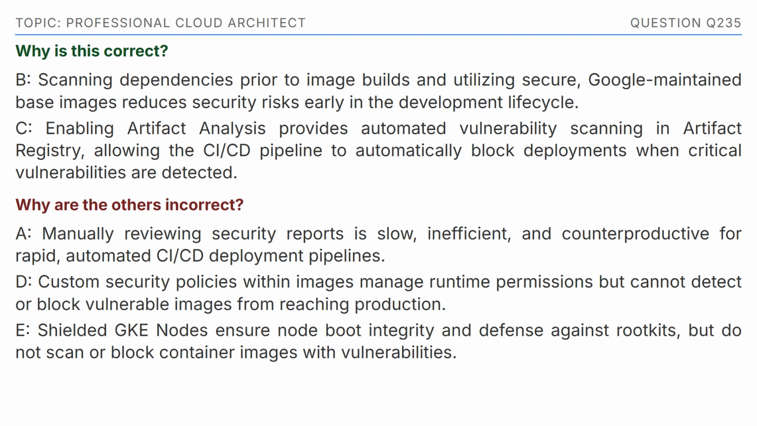Why are the others incorrect? A. Manually reviewing security reports is slow, inefficient, and counterproductive for rapid, automated CI/CD deployment pipelines. D. Custom security policies within images manage runtime permissions but cannot detect or block vulnerable images from reaching production. E. Shielded GKE nodes ensure node boot integrity and defense against rootkits, but do not scan or block container images with vulnerabilities.